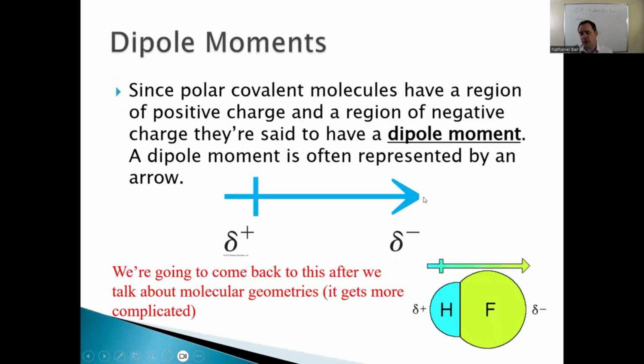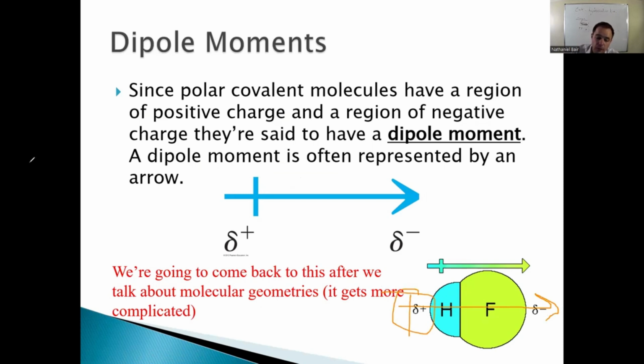We can represent the polarity of a bond using a dipole moment arrow. A dipole moment arrow is like a normal arrow, but you make the tail look like a plus sign, and it points towards the more electronegative element. So, for example, in H to F, the dipole moment arrow points towards the fluorine, and you make the tail look like a plus sign because that's where the delta plus is going to be.